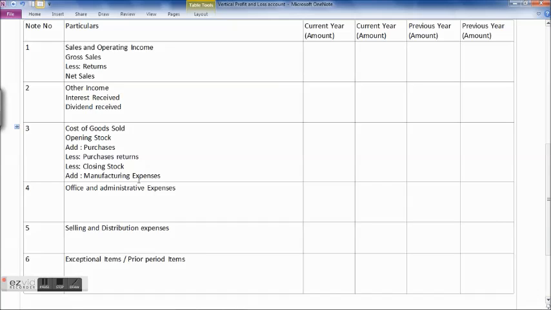So this was about the vertical profit and loss account or vertical income statement.